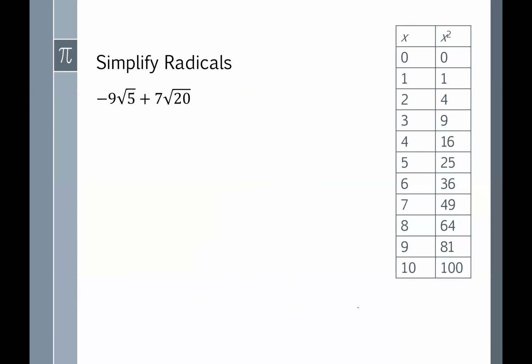Okay, so this leads us to this kind of problem where they ask you to simplify radicals by adding them together. And again, you're going to have to simplify the square root of 20. Does 20 have a number as a factor that's a perfect square? Is it divisible by 4? Yes. So is it 4 times 5?